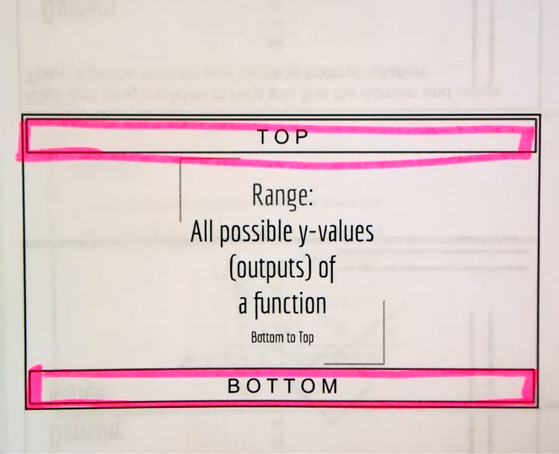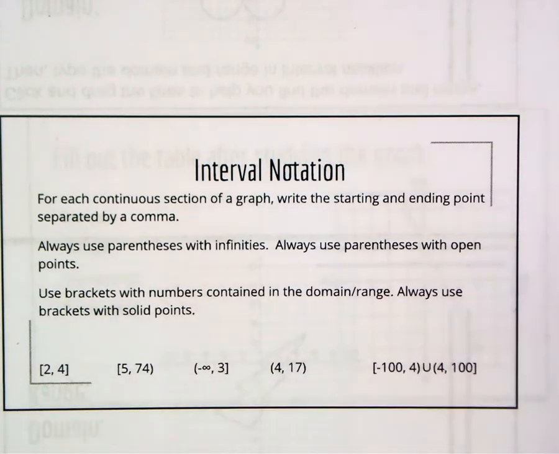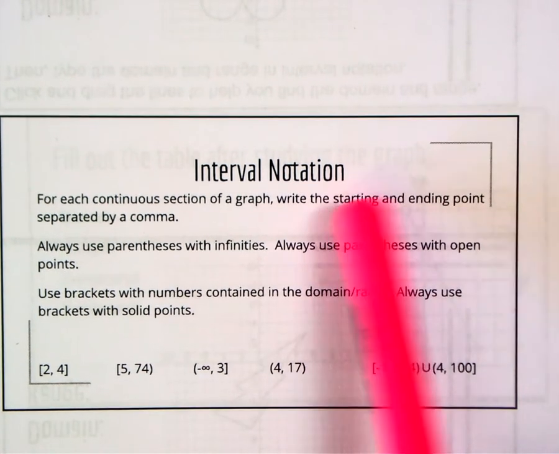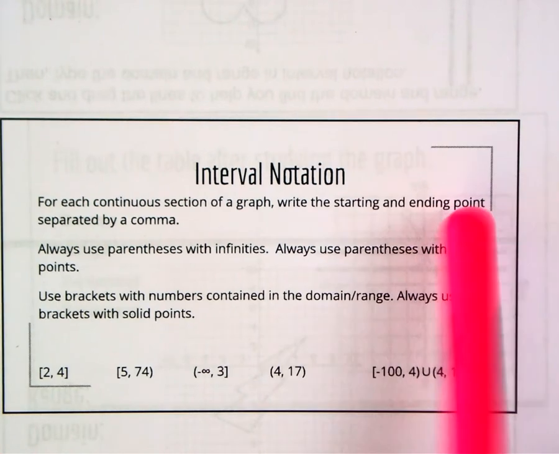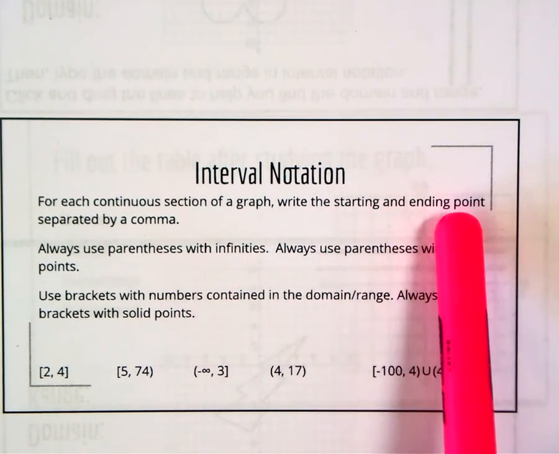And so when we write about the domain and range, we're going to use this fancy thing called interval notation. For each continuous section of a graph, we're going to write the starting and ending point separated by a comma. So if we're looking at domain, we're looking at the starting point on the left and the ending point on the right. If we're looking at range, we're looking at the starting point on the bottom and the ending point on the top.